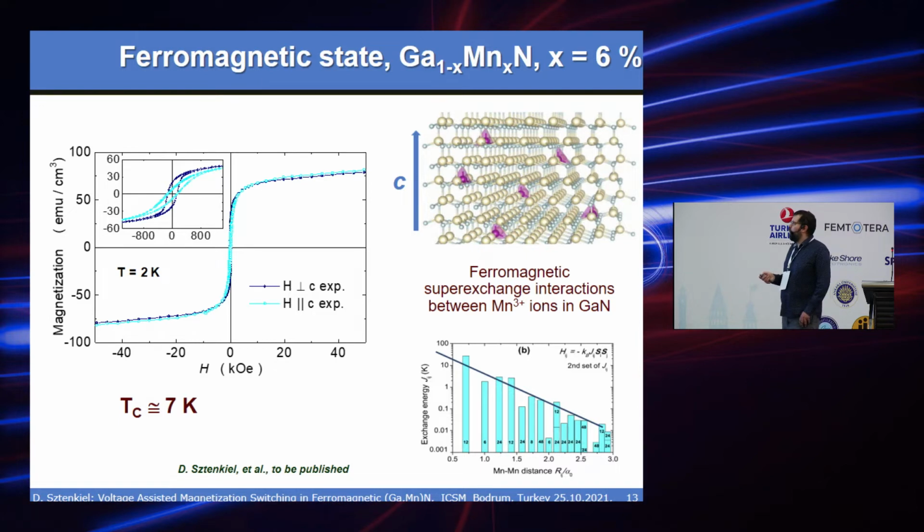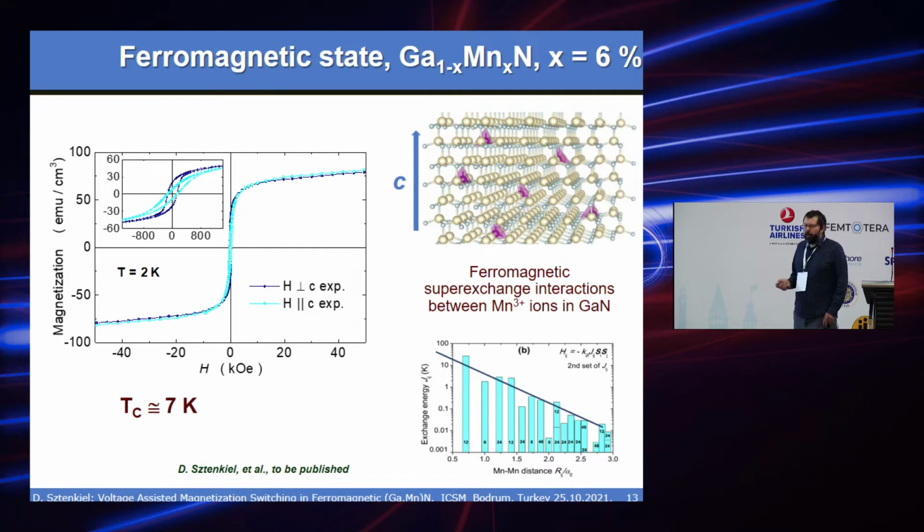So now the sample is ferromagnetic. This is standard magnetization as a function of magnetic field. Navy points or blue points correspond to the easy axis, and light blue points correspond to the hard axis. The magnetic anisotropy is very small, but in the small magnetic field region we see a clear hysteresis loop. The coercive field is about 100 Oersted, and the Curie temperature is low, about 7 Kelvin.